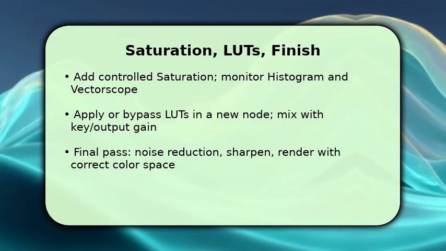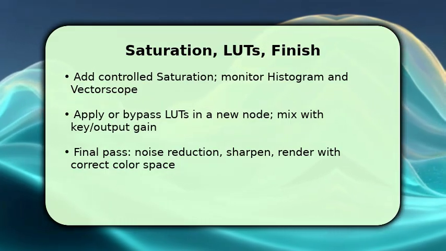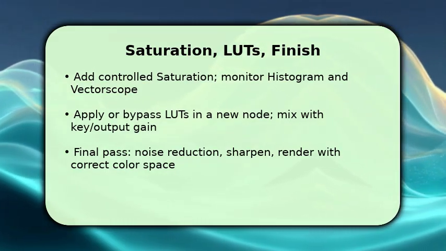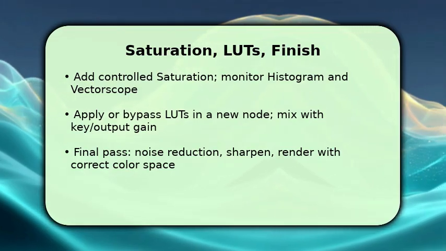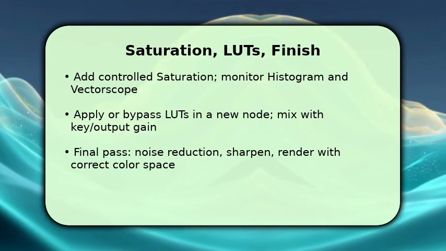Finish with selective noise reduction, subtle sharpening, and a final look at scopes. If colors still shift, isolate problem node and reset it. That one tip solves most ghosting or clipping issues quickly.